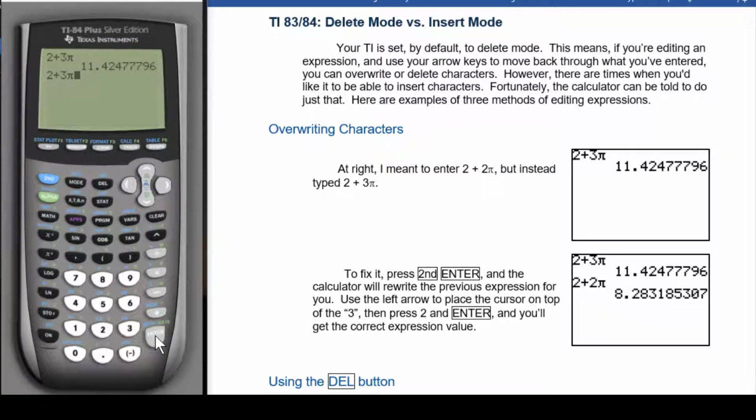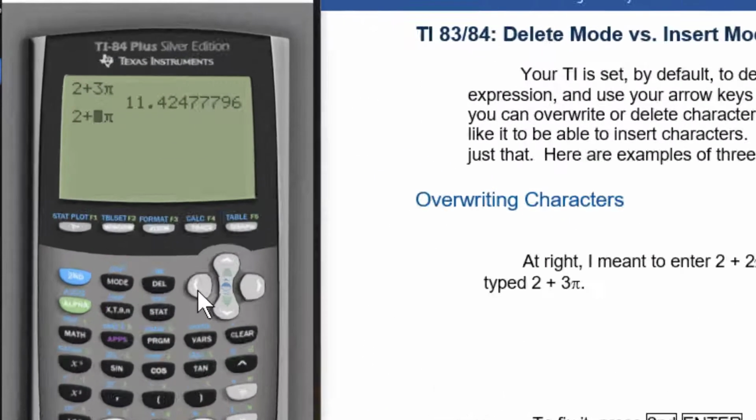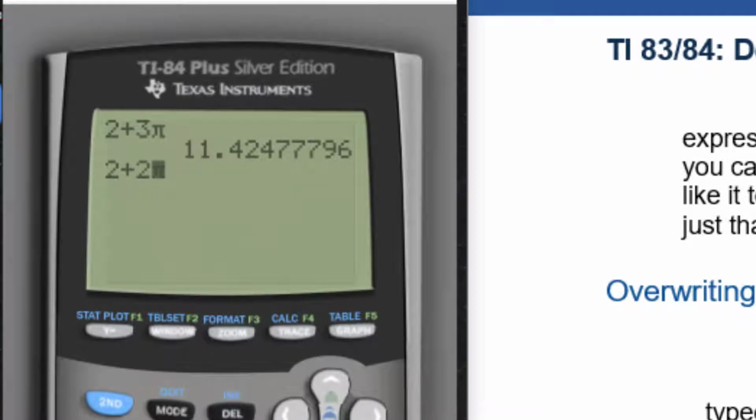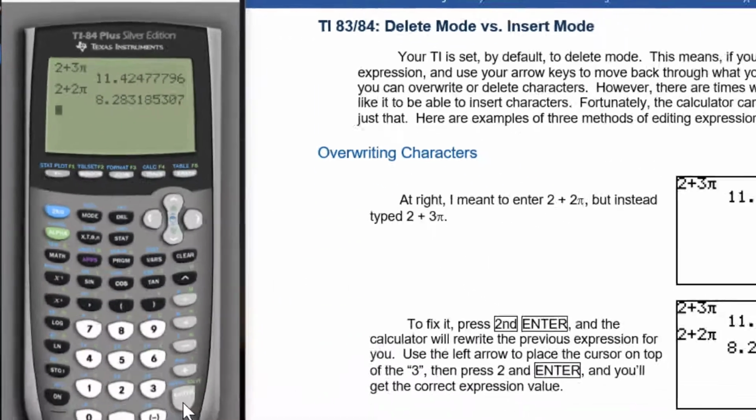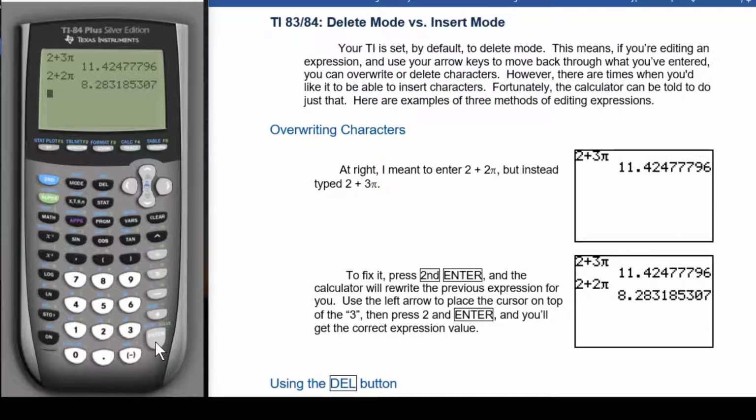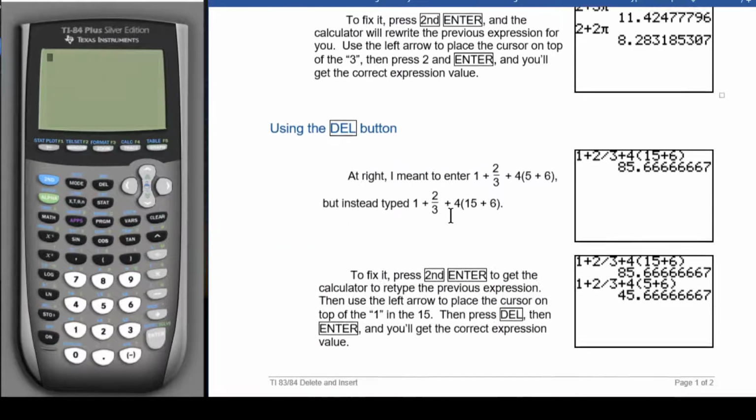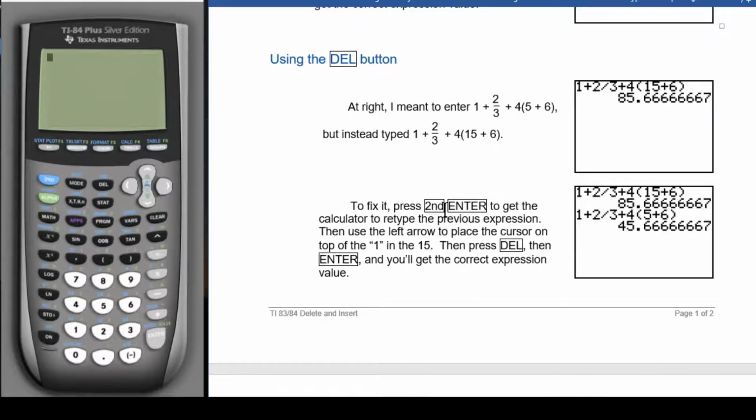Second enter rewrites the same thing it just did. Use my arrow to go to the 3, and type a 2 instead. Yay! Now it says what I meant it to. Press enter. I got the correct answer. Yay! Yeah, I know I'm silly. Okay, let's clear that out and go on to our second example, which is using the delete button.